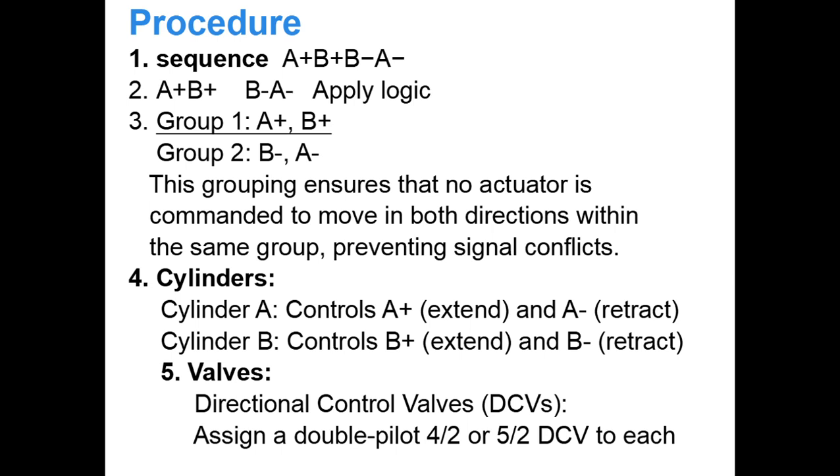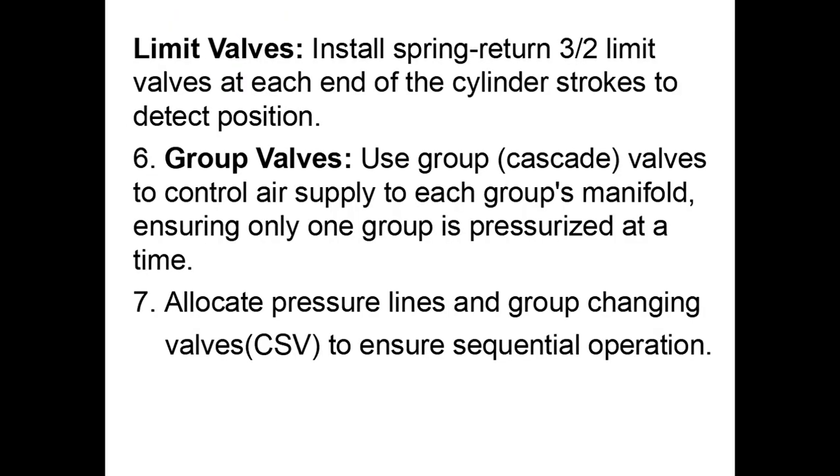The same thing is explained here. So how many cylinders we are using, how many direction control valves we are using, what sort of limit valves we are using for the particular systems, and also we can use the group valve, which we are calling cascade valves. Then how to allocate these groups is also shown in this sequential operation.